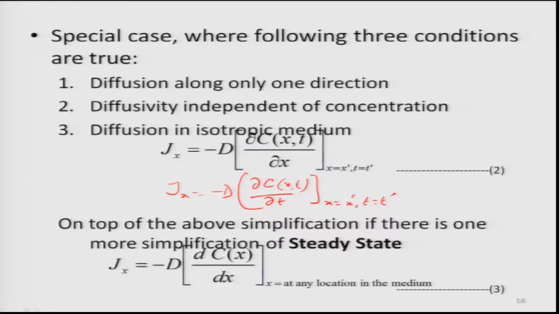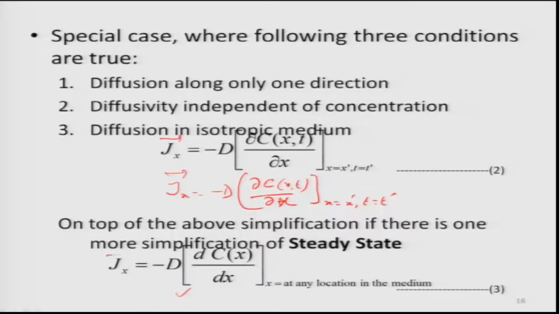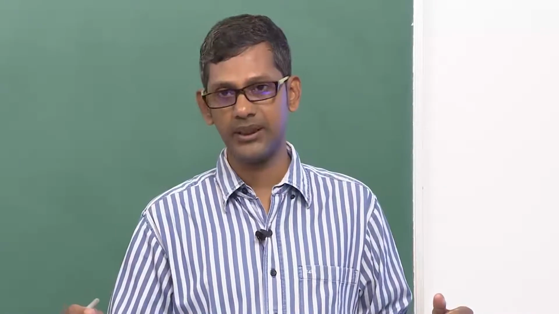On top of the above simplification, you can also consider steady state. Steady state means suppose I have done an experiment for a long time and things have reached a steady state. That means there is no effect of time on the concentration gradient. Then we can write Jx is nothing but minus D dC by dx. Del has become d, because C is only a function of x, no longer a function of x and t, since we have done the experiment for an infinitesimally large time.